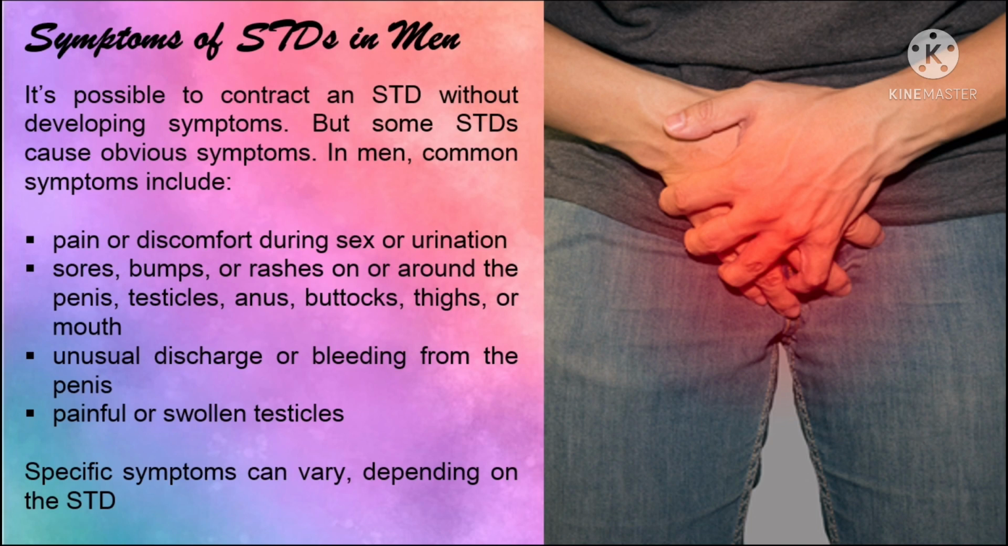Number 2, sores, bumps, or rashes on or around the penis, testicles, anus, buttocks, thighs, or mouth. Okay, and then there is also unusual discharge or bleeding from the penis. And last but not the least, painful or swollen testicles. But you have to remember also that specific symptoms can vary depending on the STD. There are different types of STDs that we will discuss later on in the succeeding slides.